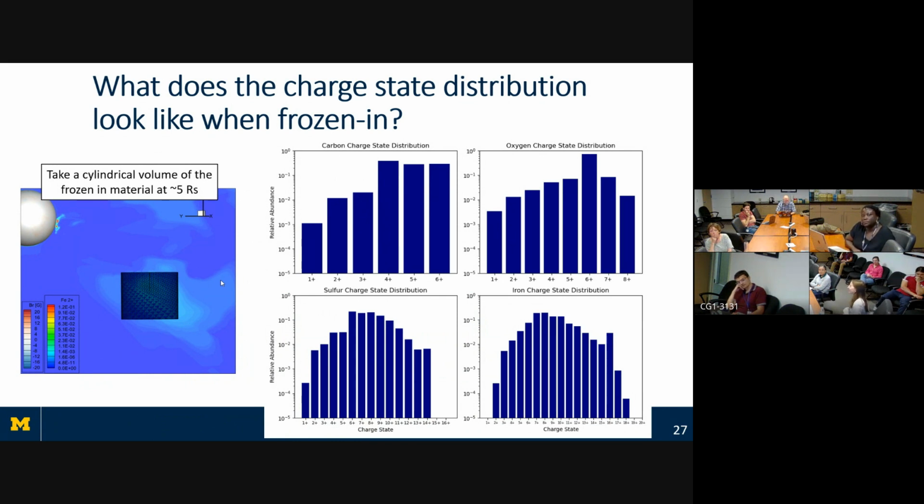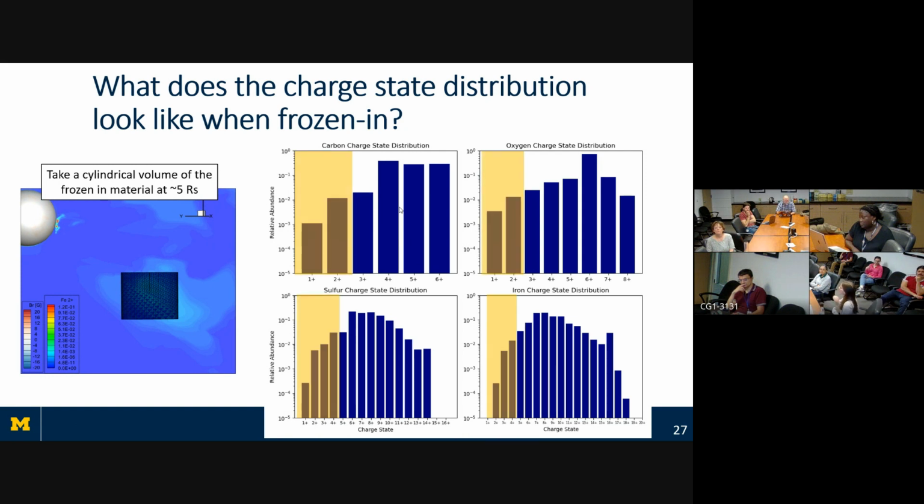I actually made this slide originally for AGU, and I was like, oh, it looks like at about 5 solar radii, just like in the simulation while I was making videos, the charge state material doesn't really seem to be changing much. So I took an average over this material that contained the prominence, made a carbon, oxygen, sulfur, and iron charge state distribution. I said, hey, those look pretty good.